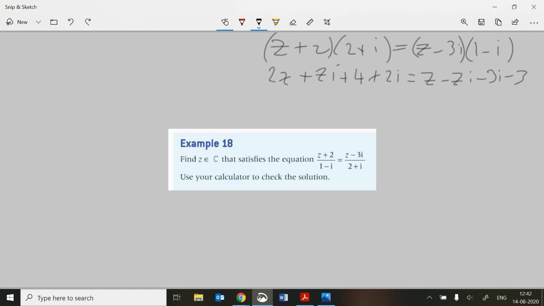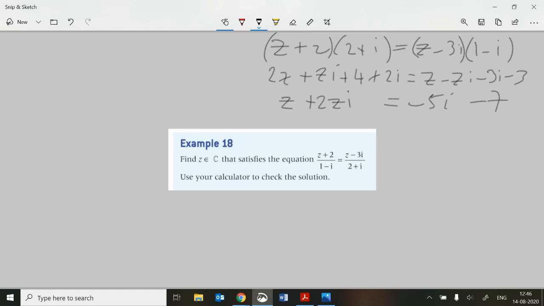So we've got Z of 2Z gives us Z, and plussing Zi onto Zi is going to give us plus 2Zi. And then on the right-hand side, we're going to take off the 4, so it gives us minus 7, and take off the 2i. Remember, we've already dealt with those ones, so take off the 2i from this, and we're going to get minus 5i here.